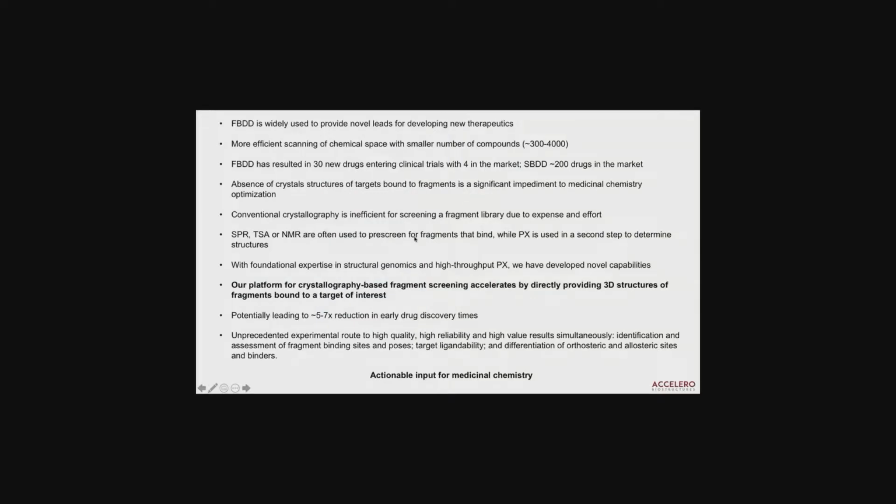So this is, of course, now widely used to provide novel methods for developing new therapies, in fact, FBDD in general, and it is very efficient for scanning chemical space with a small number of compounds, typically around 3,000 to 4,000 covers your wide variety of chemical space, as opposed to billions of compounds in DNA encoded libraries or millions of compounds being tested in virtual screening, and even hundreds of thousands of compounds in traditional high throughput screening.